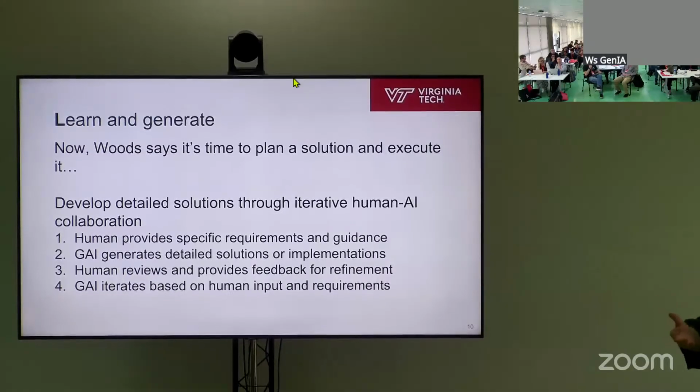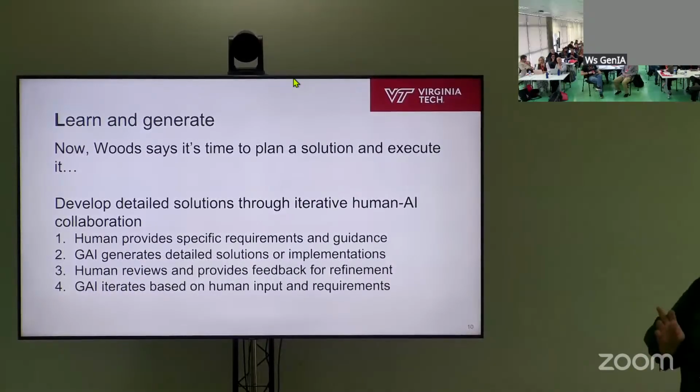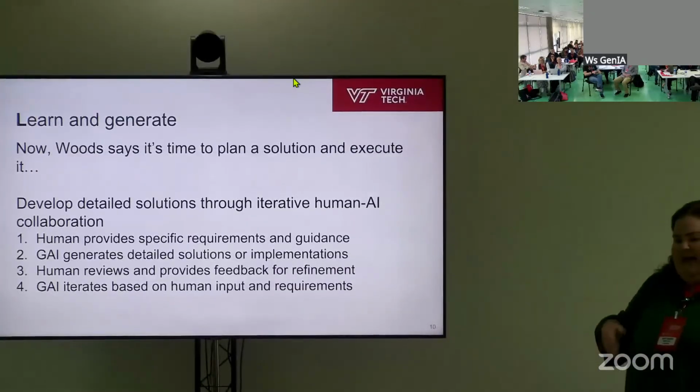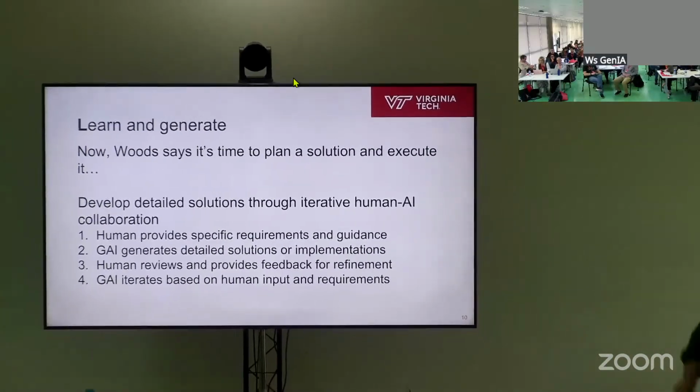So you take that solution, you're enacting it, and now it's your turn to give feedback to AI about whether it is aligning with the outcomes they anticipated for this solution. AI is going to generate some detailed solutions or implementations to those quirks that you've identified, maybe misalignments. Then you review and provide feedback for continued refinement, and AI is going to iterate based on those human inputs and requirements. So you might have to go through this solution definition and implementation multiple times as you continue to pinpoint what it is you're trying to do.